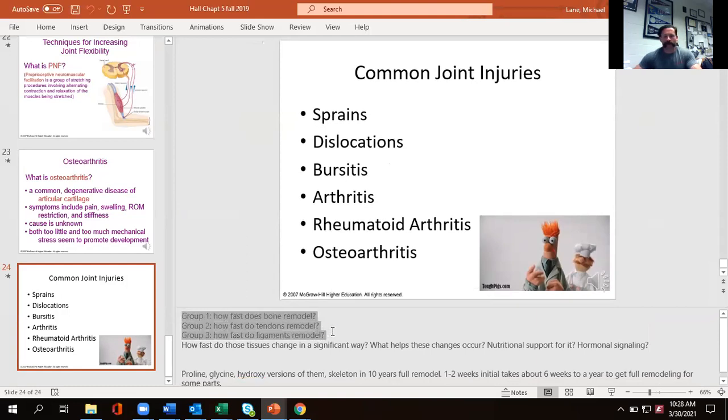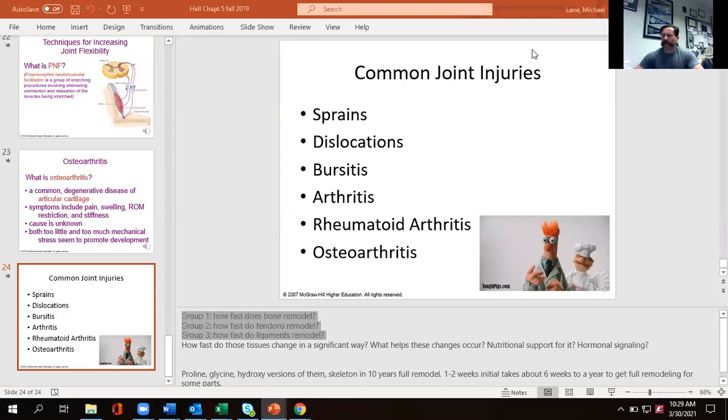Now, we're going to have you guys work in groups for the next, say, 10 minutes. And depending on the group you're in, you have a semi-simple question I want you guys to answer. So group one, how fast does bone really remodel? If we're really talking about increasing bone mineral density and otherwise, how fast does that really happen? Okay. Group two, how fast do our tendons remodel? So how quickly do we repair tendons? What's that turnover like from the initial signal to now we're getting changes in the body?